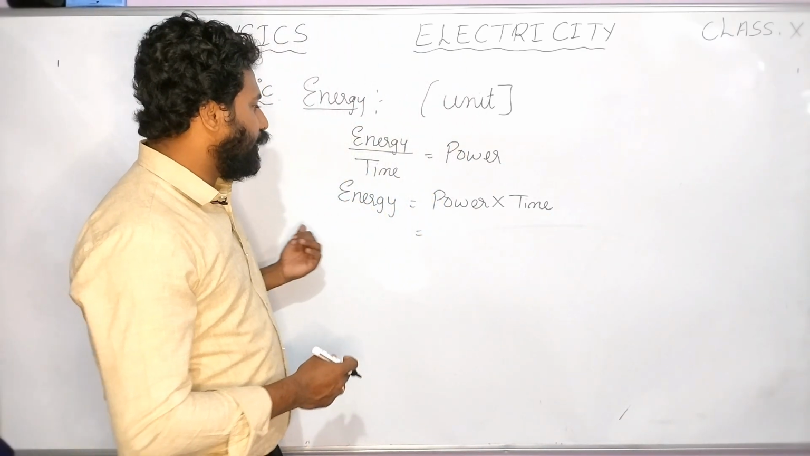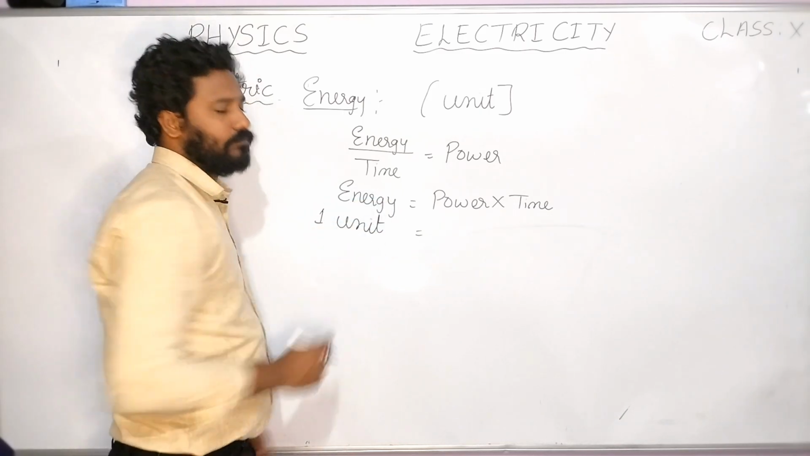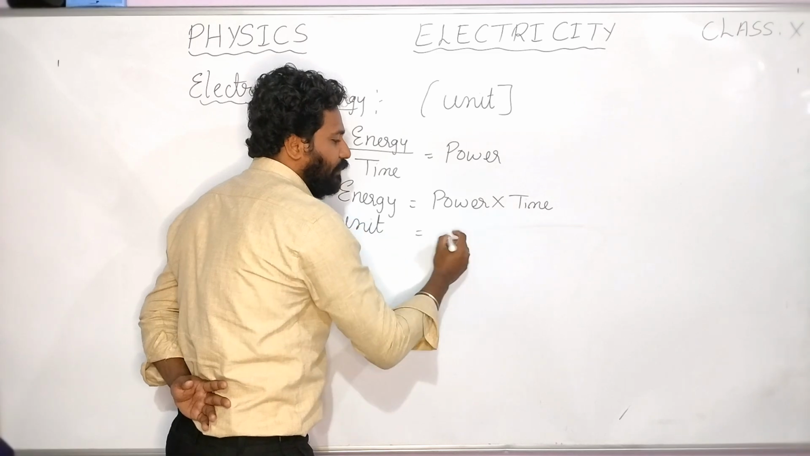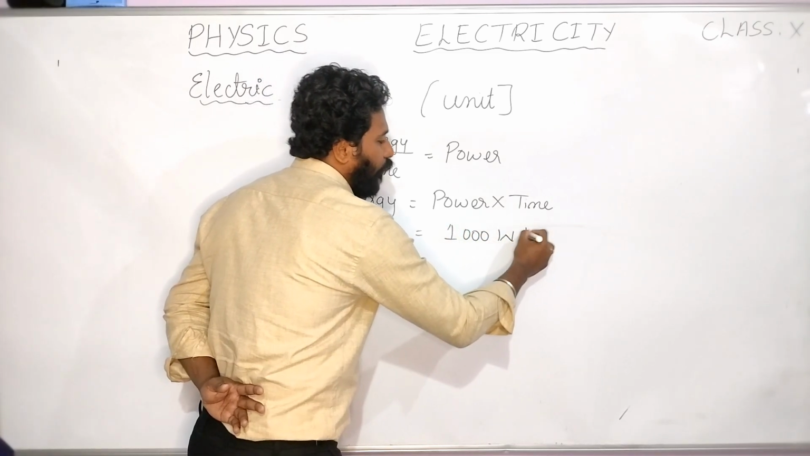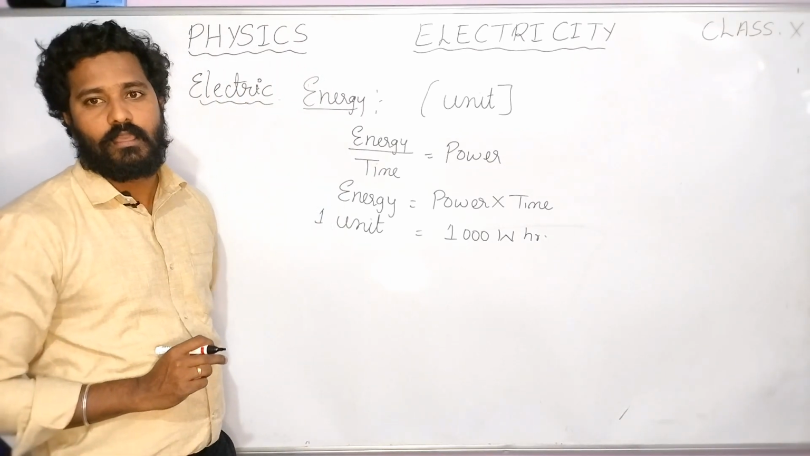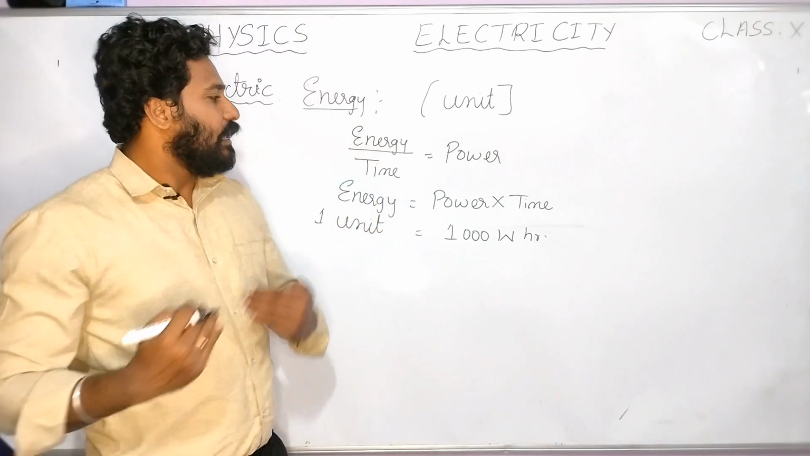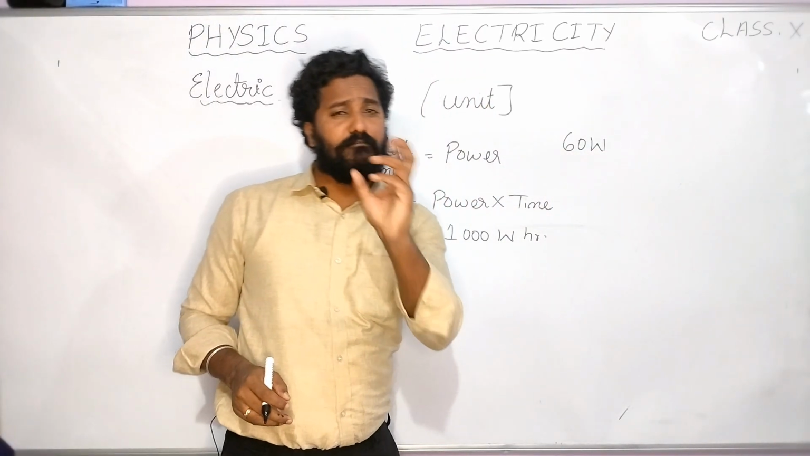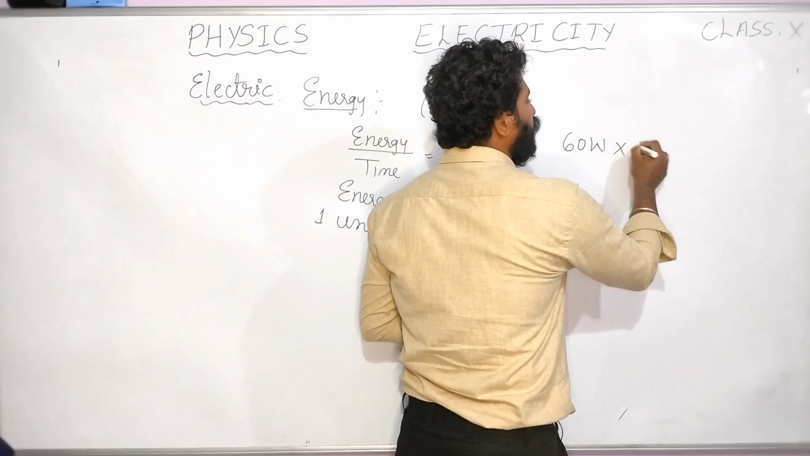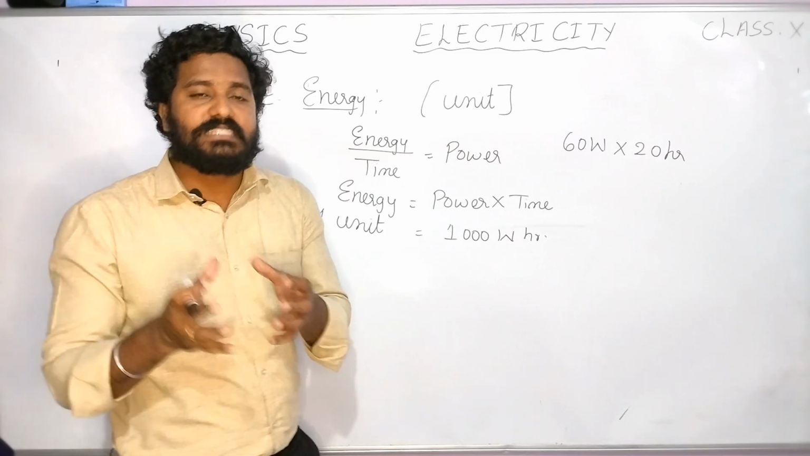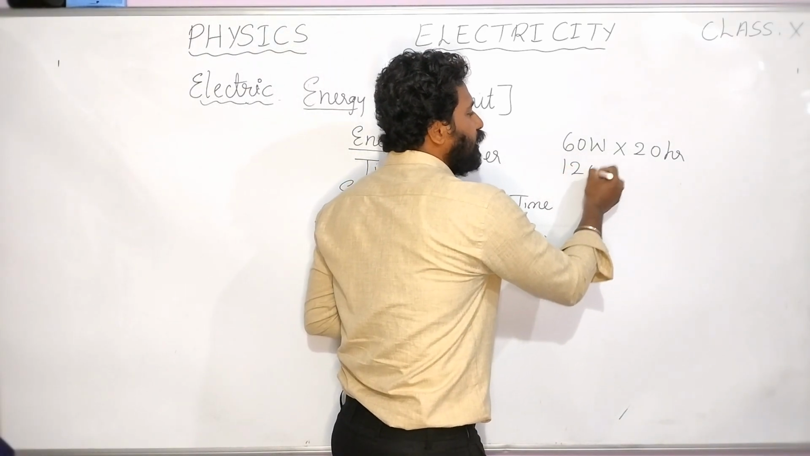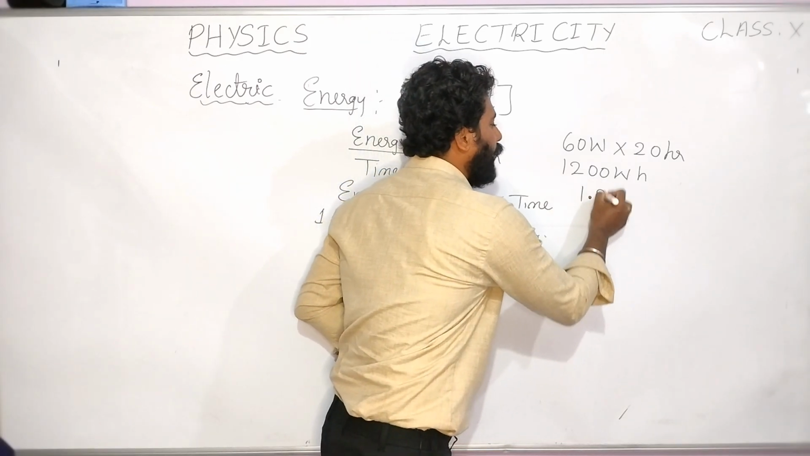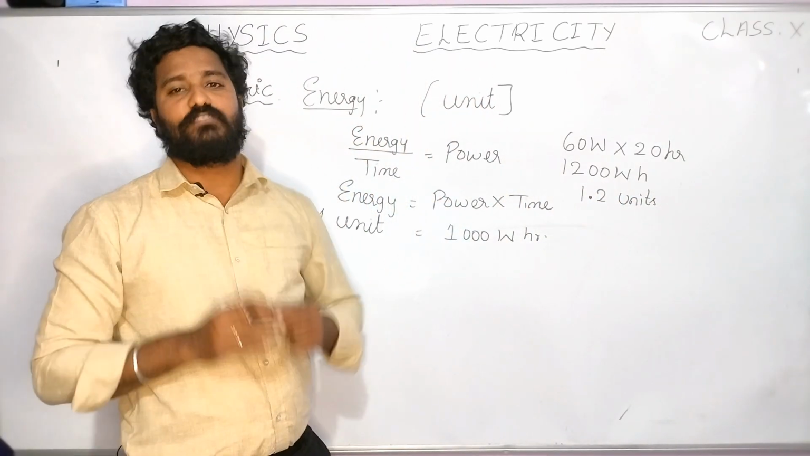So now we will use 1 unit of energy. When do we say 1 unit of energy? If the product of power and time is 1000 watt hour, then we say 1 unit of energy. For example, a 60 watt bulb is there. What happens if you use that 60 watt bulb for 20 hours? It will be 1200 watt hour. 1200 watt hour means you are consuming 1.2 units of energy. That is the meaning of that.